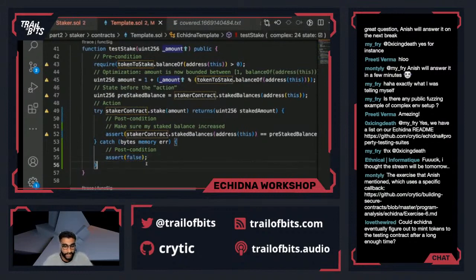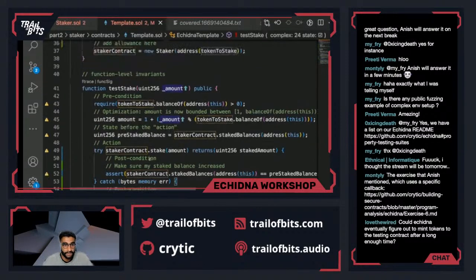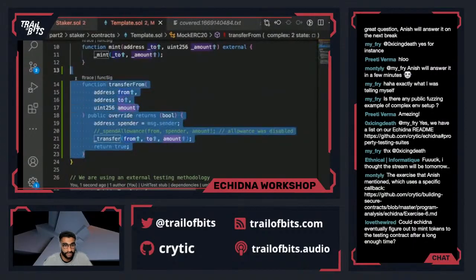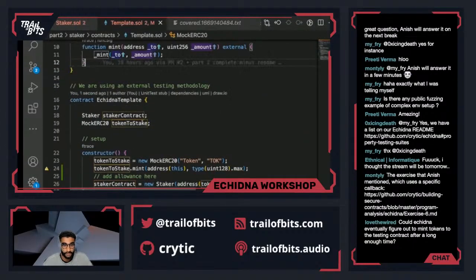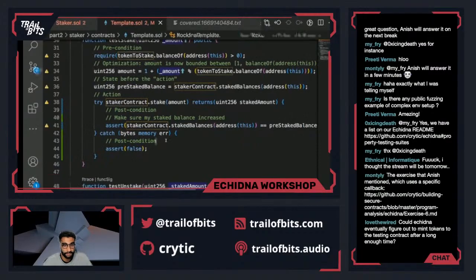Now, to highlight the benefit of this, I'm going to get rid of my overridden transferFrom function. So we're going to have this allowance problem again. But let's see what the difference is now. Note the first time, Echidna did not crash. Echidna did not say we failed the property. But let's see what happens when we use a try-catch closure.